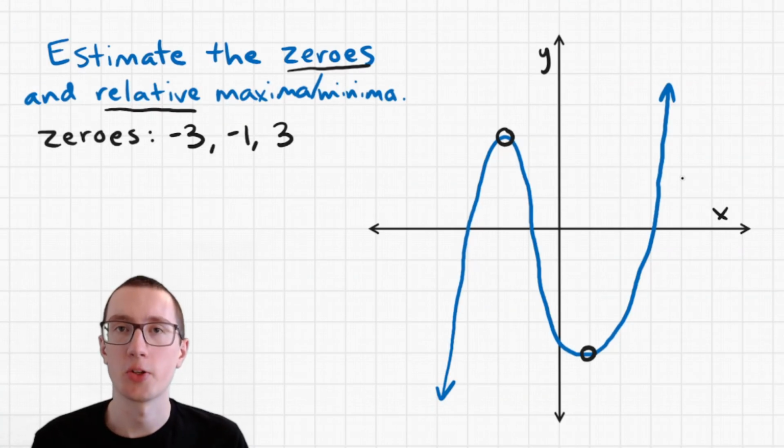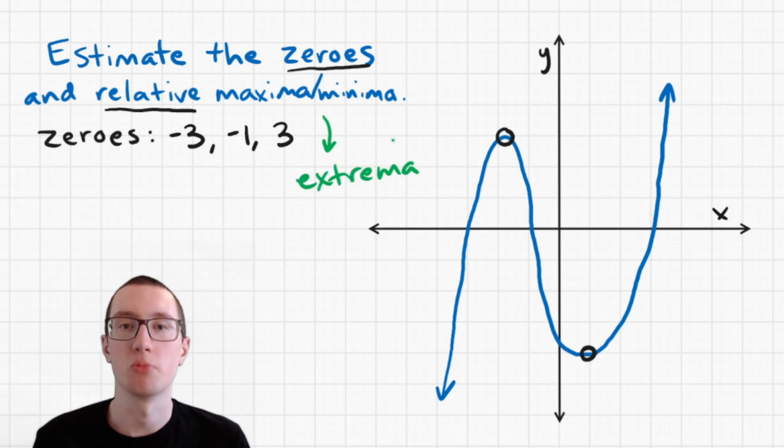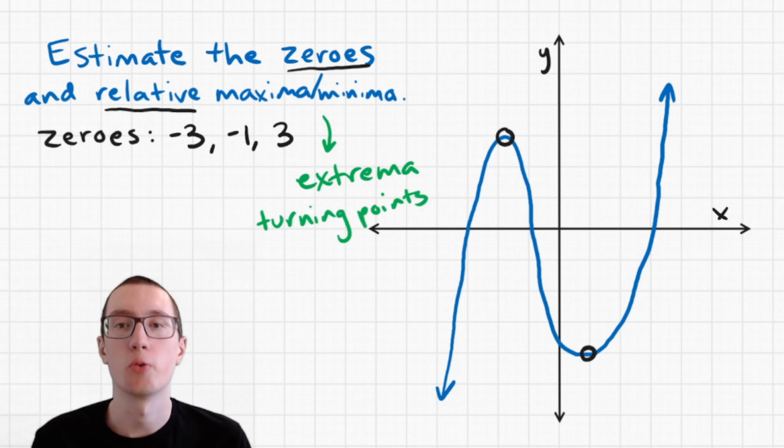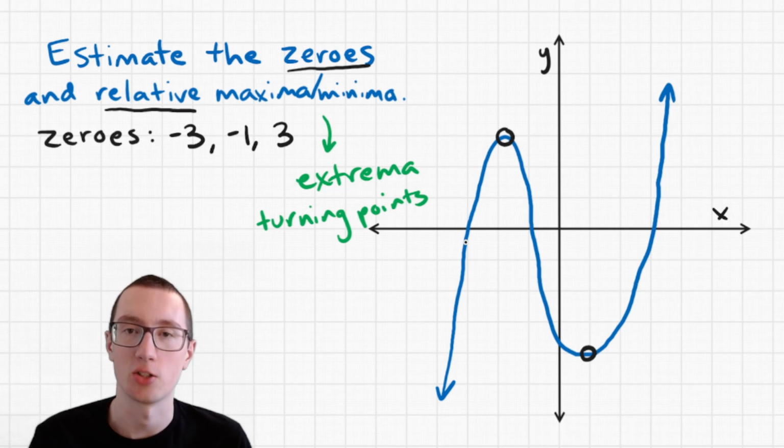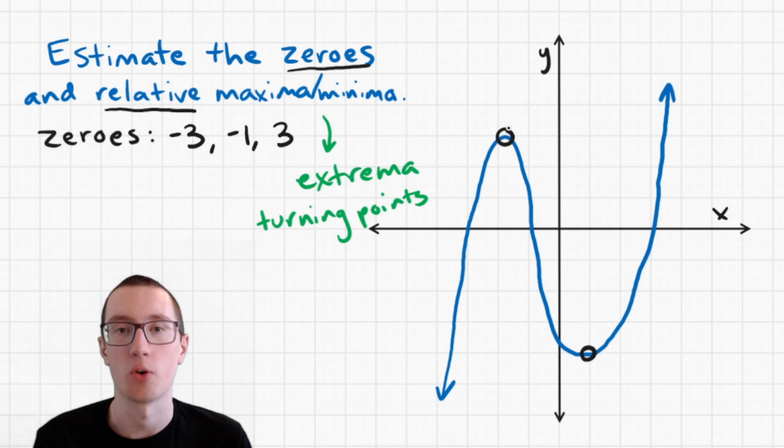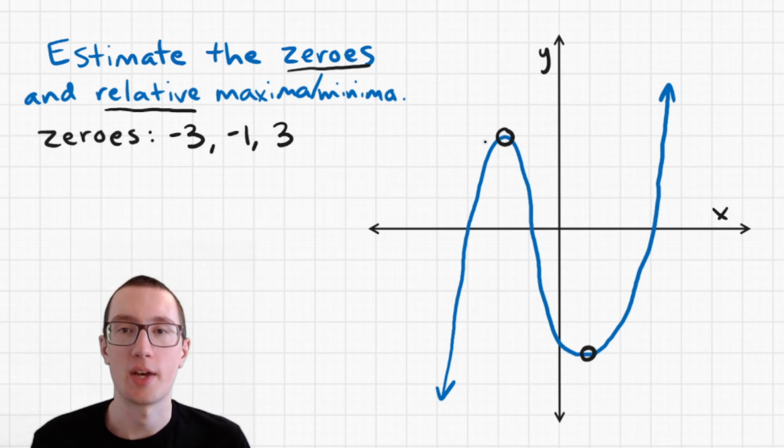Now, I did talk about some other words that you might see. For example, the word extrema. Extrema are literally the same thing. Extrema are just relative minima and maxima. And occasionally you might also see the term turning points. Those also mean the same thing because turning points are basically where the graph changes direction. So let's see, it's going up, and now it's going down. So this is a turning point. So we've found our relative maxima and minima right here, right? Here are the two of them.